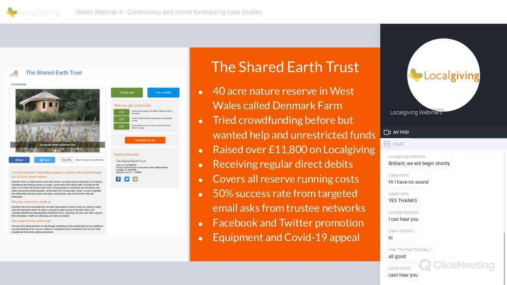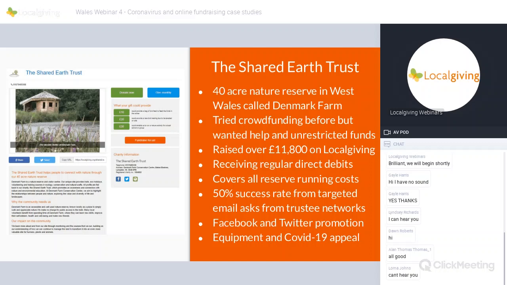The Shared Earth Trust. So the Shared Earth Trust is a nature reserve in West Wales. They had tried crowdfunding before. They began their relationship with Localgiving, and they really wanted to make it work better for them and access unrestricted funds. They were really keen to access the training that Localgiving could give, because they just hadn't been able to make it work for them beforehand.